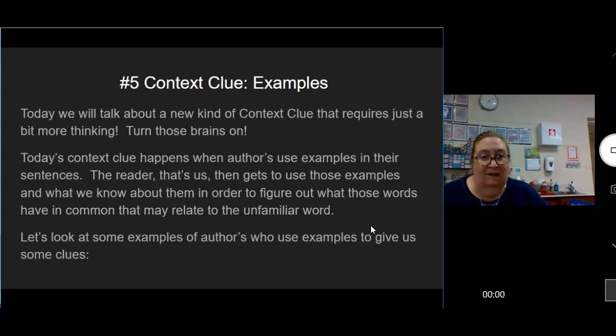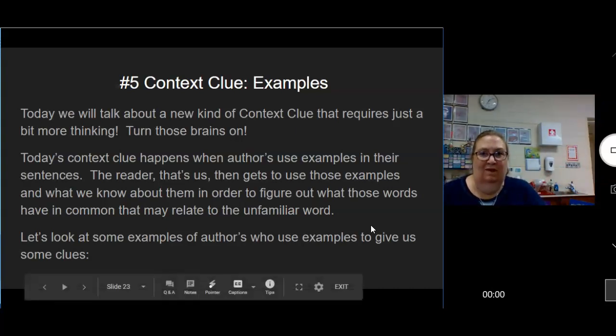So we have a few examples I want to go through with you. I think you'll see pretty quickly that it's not terribly hard, but you are looking for that one thing that makes all these examples fit together. We're always looking for what do they have in common and how that relates to the mystery word that we're trying to solve.